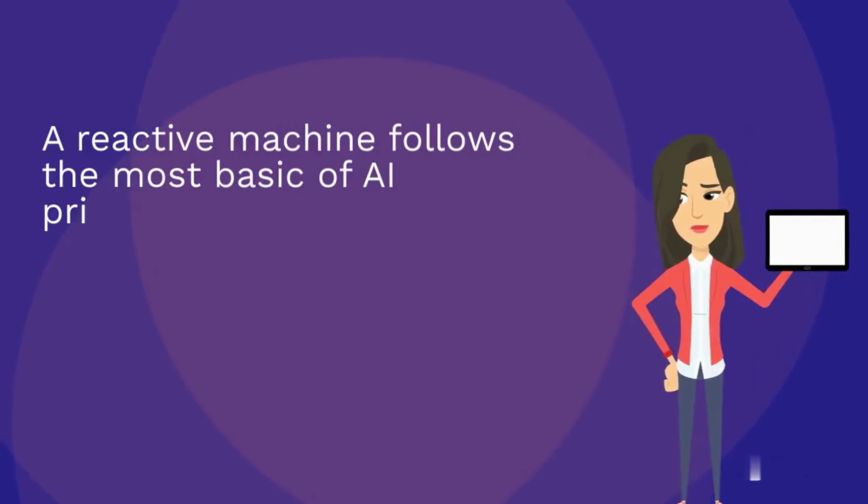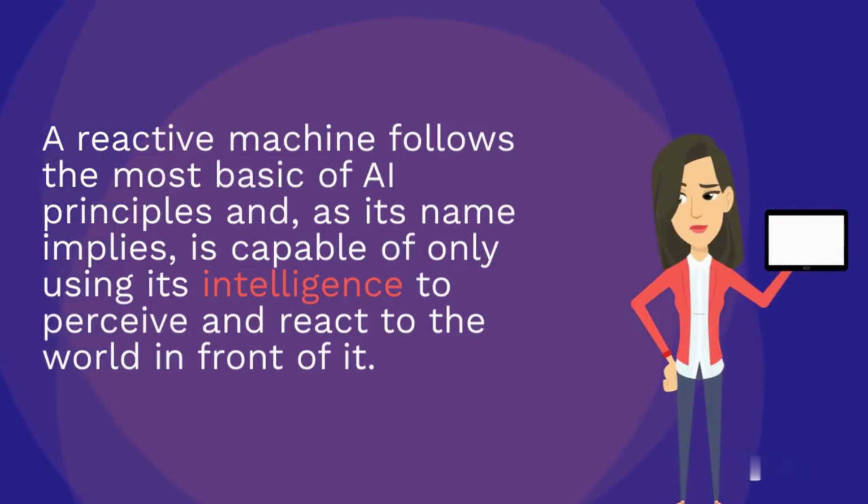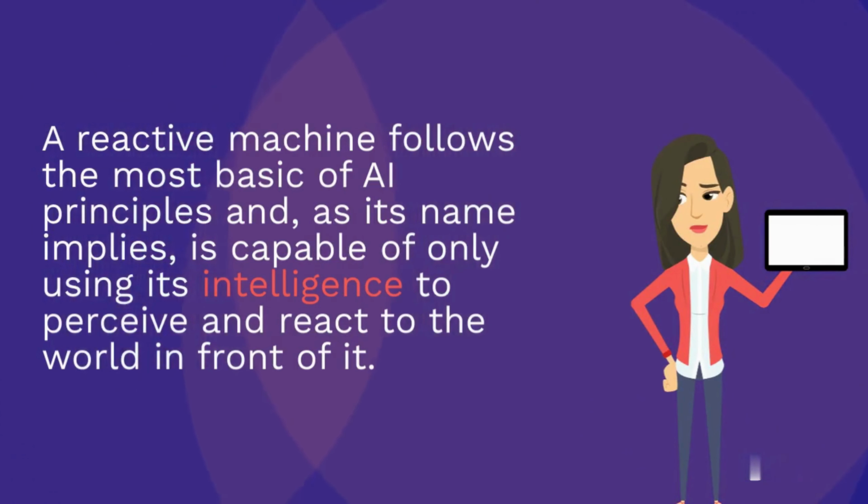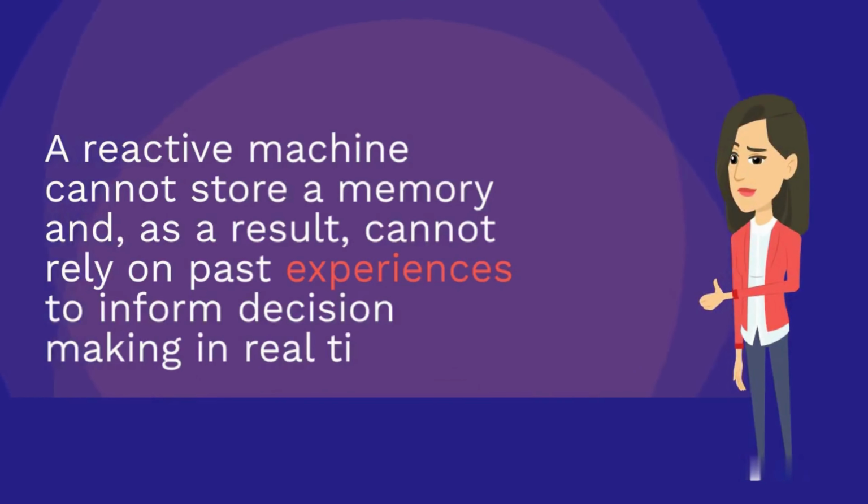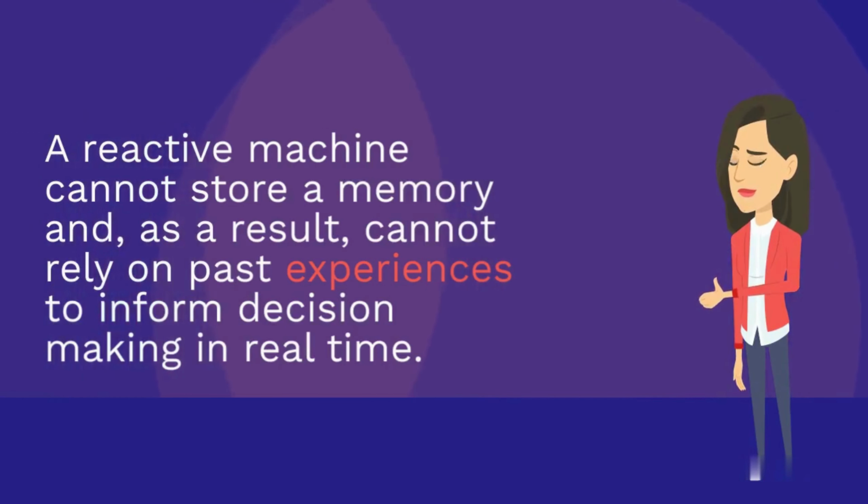A reactive machine follows the most basic of AI principles and, as its name implies, is capable of only using its intelligence to perceive and react to the world in front of it. A reactive machine cannot store a memory and, as a result, cannot rely on past experiences to inform decision-making in real time.